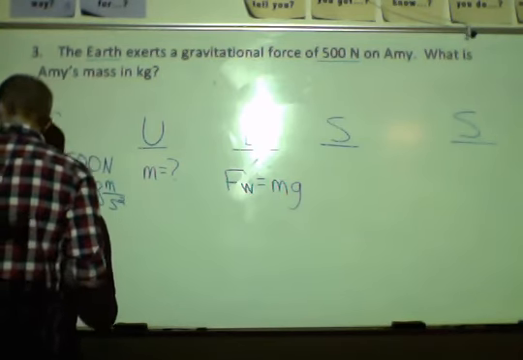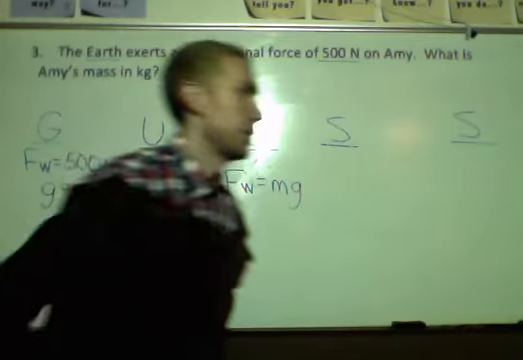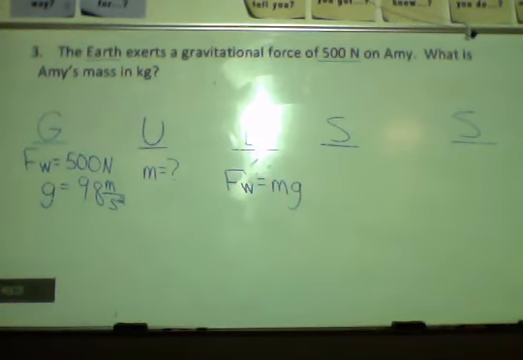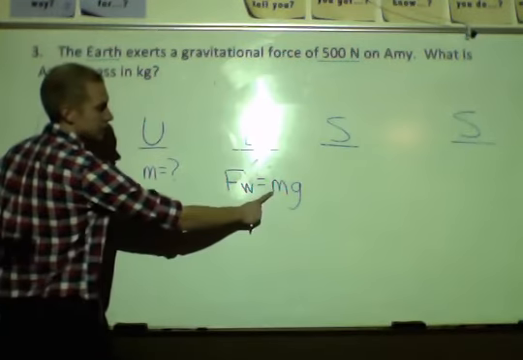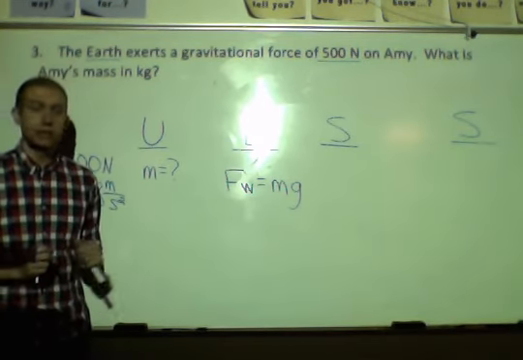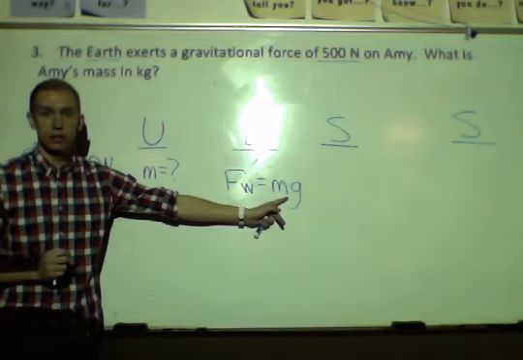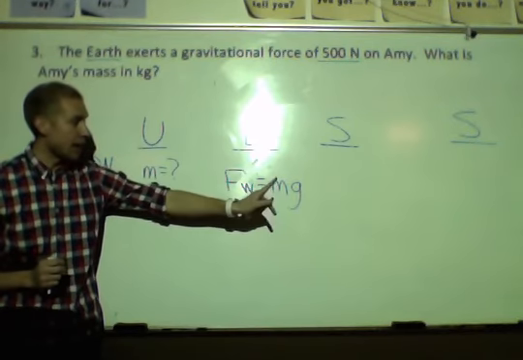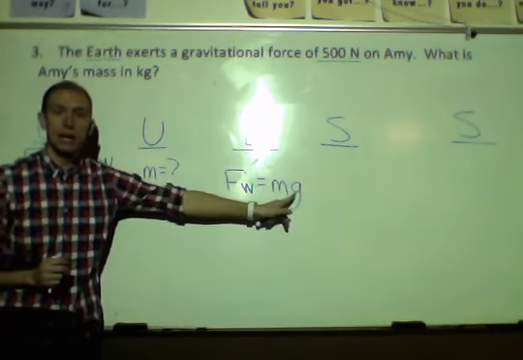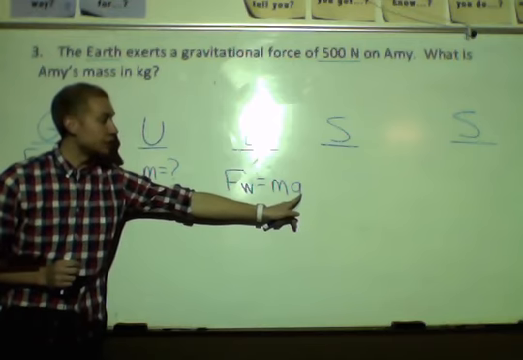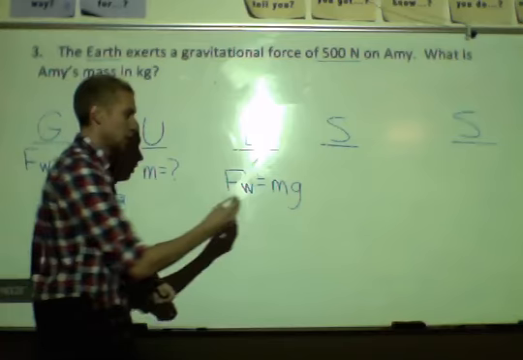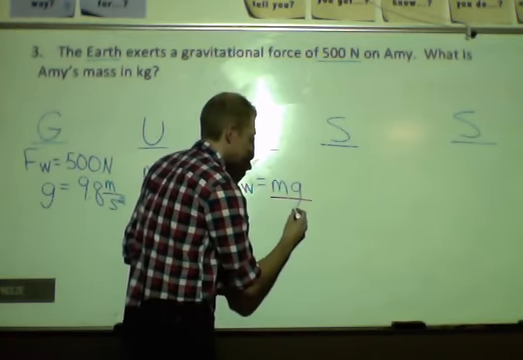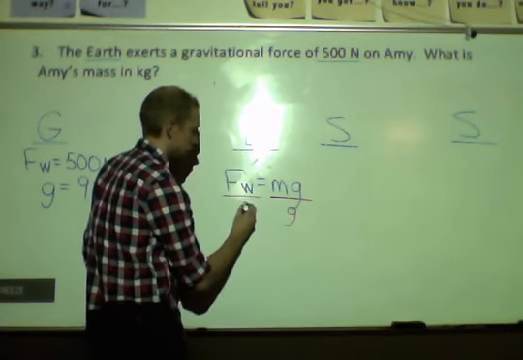To do that, I would like a red marker. There it is. Back. To get mass by itself, we have to get rid of that little g, the acceleration of gravity. So right now we have mass multiplied by gravity. To get rid of the g, we have to divide g onto both sides. So we divide g, divide by g.